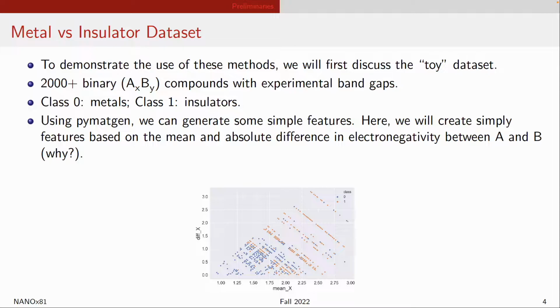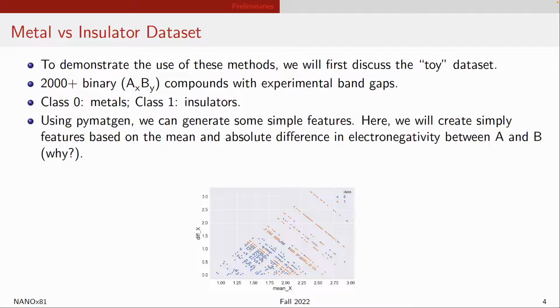Now, one of the most useful ways you can visualize the data is to just plot the data as a function of your features, right? And because I only have two features, it's actually quite easy. So what I'm going to plot is my difference in electronegativity between the elements on one axis and the mean electronegativity on the other axis. And I'm going to color my dots based on whether they are metal or insulator, right?